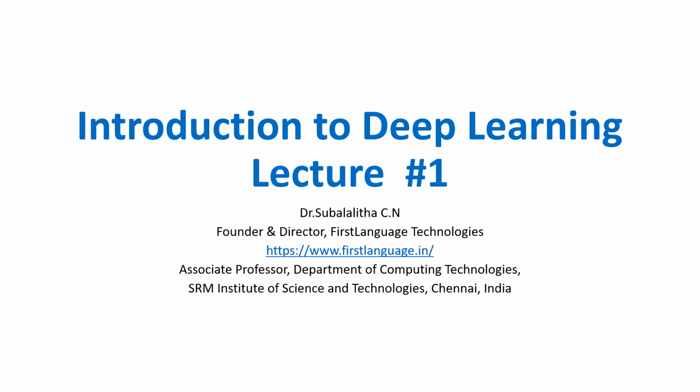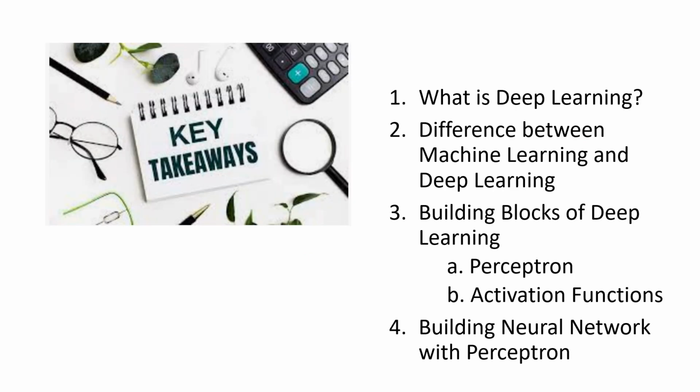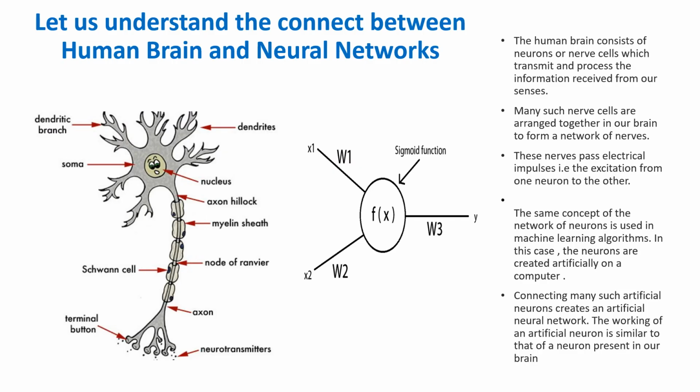So in this video, we are going to see the introduction to deep learning. And these are going to be the key takeaways of this video. We're going to see what deep learning is and the difference between machine learning and deep learning. What are the building blocks of deep learning? They're going to be perceptrons and activation functions. And finally, we will see how we can build a neural network using perceptrons.